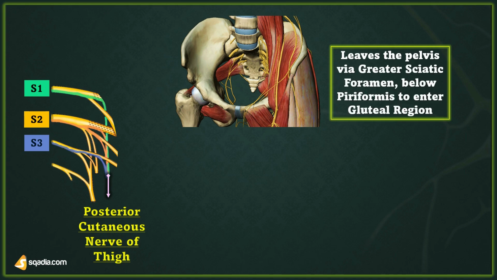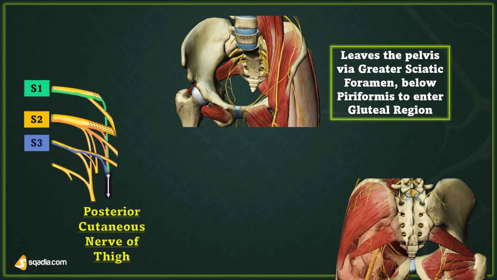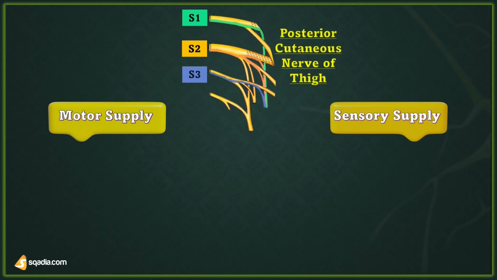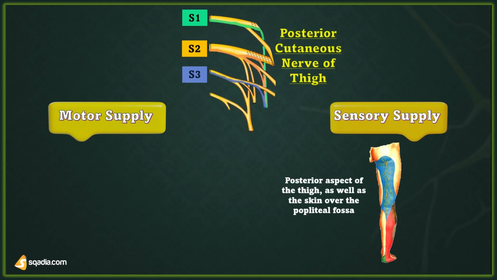The posterior cutaneous nerve of thigh leaves the pelvis via the greater sciatic foramen, entering the gluteal region inferior to the piriformis muscle. It descends deep to the gluteus maximus and runs down the back of the thigh to the knee. It provides sensory innervation to the skin on the posterior aspect of the thigh, as well as the skin over the popliteal fossa.